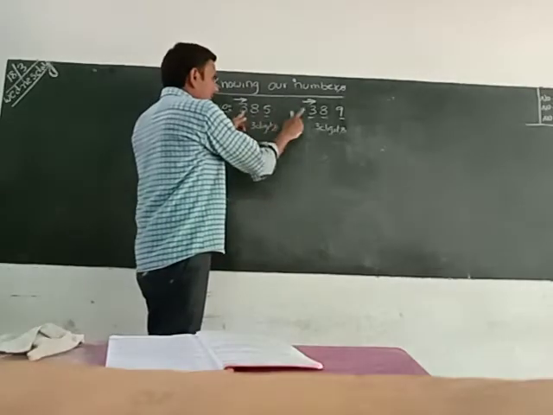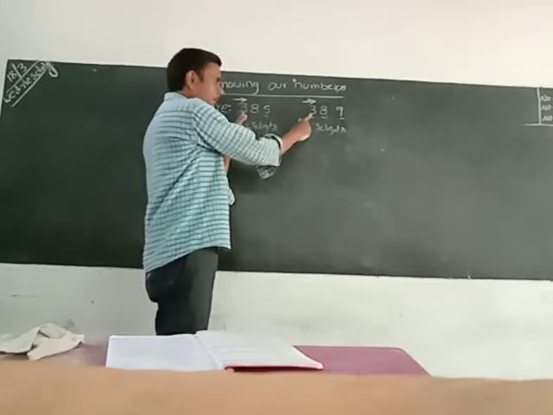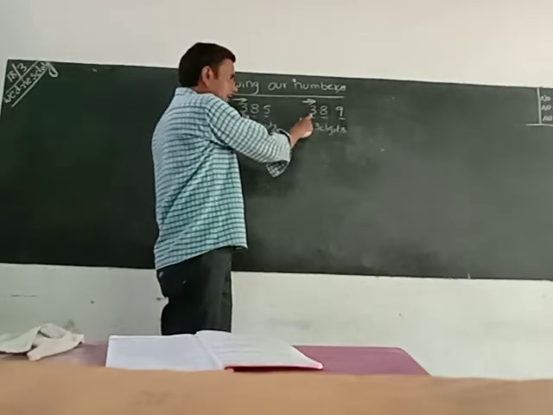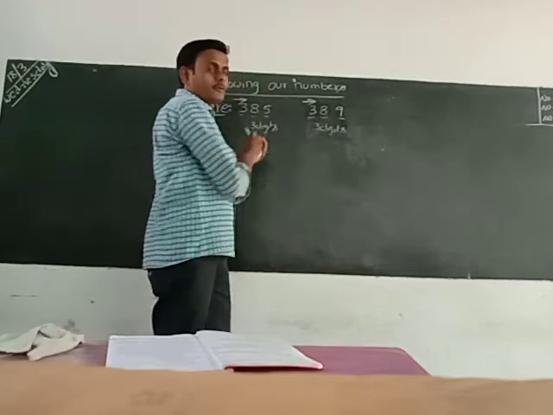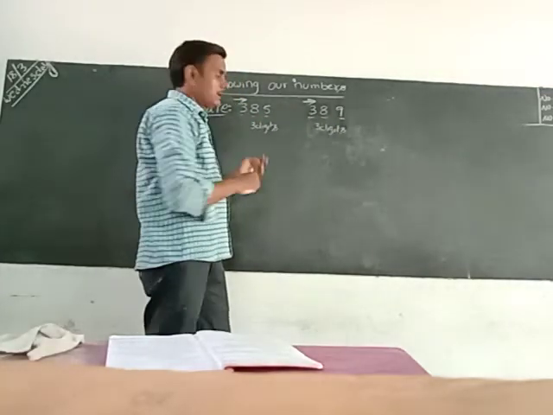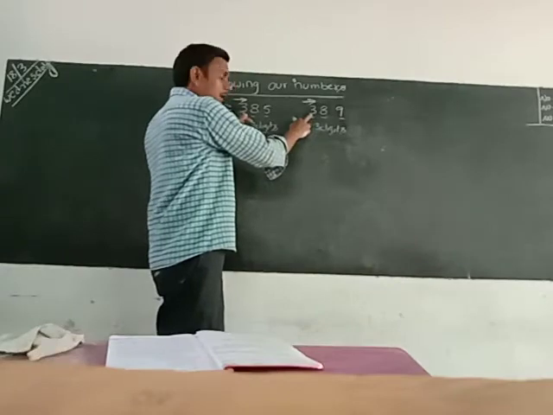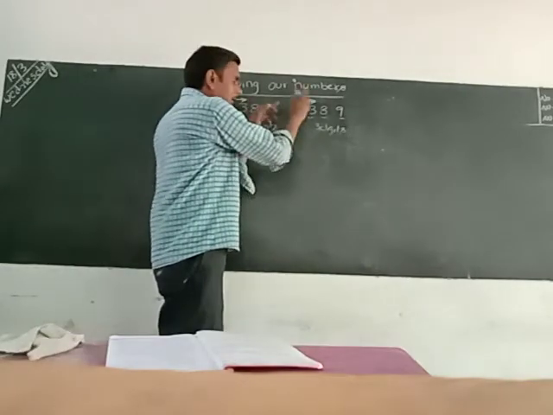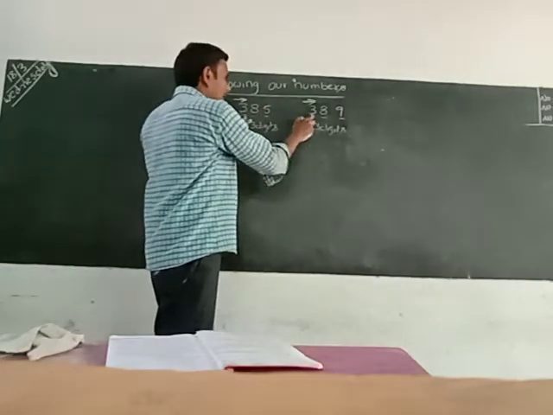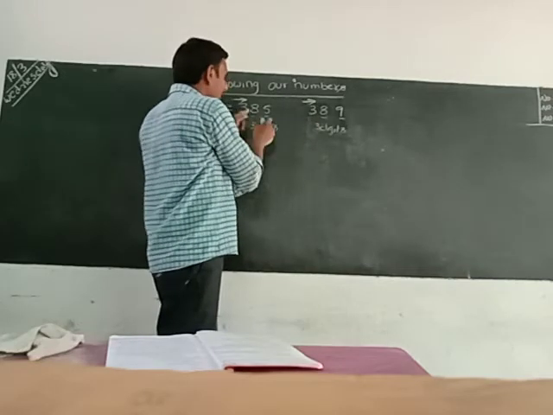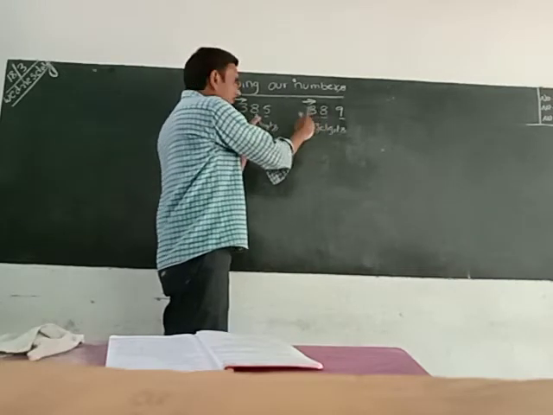Okay, this is the first digit, second digit, third digit. Like that, we have to compare the digits. First digit, what are here? 3 and 3, same digits. Whenever same digits are there, go for the next digit. What is the digit here? 8 and 8. Okay, both are same.